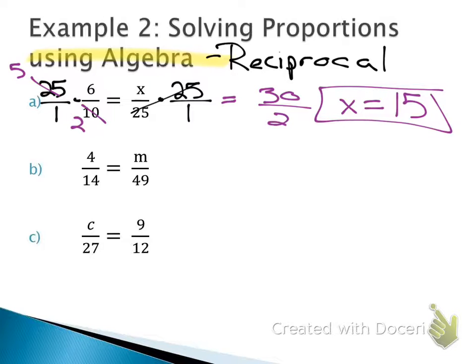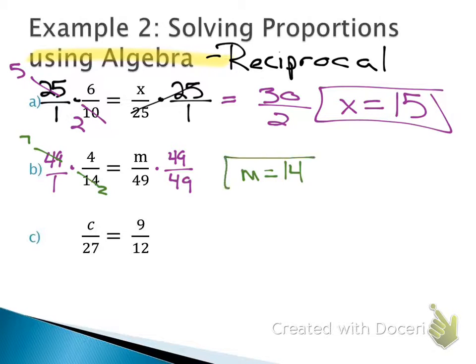I want you to try to solve B. All right, so what do I multiply both sides by? 49. 49 is attached to my variable. Multiply both sides by 49. What did I tell you to do? Just put it in your calculator. 49 times, hit your fraction button, 4 over 14. Doing it by hand, cross reduce, 7 and 2, 28 over 2, m equals 14.